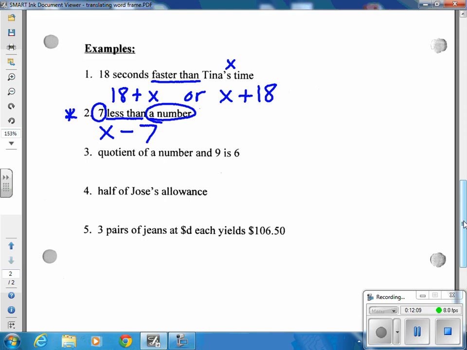So you've got to be very careful with that phrase "less than." That word "than" throws it all off. If it just said "less" by itself, it would be 7 minus X. But that "than" in there makes a big difference.